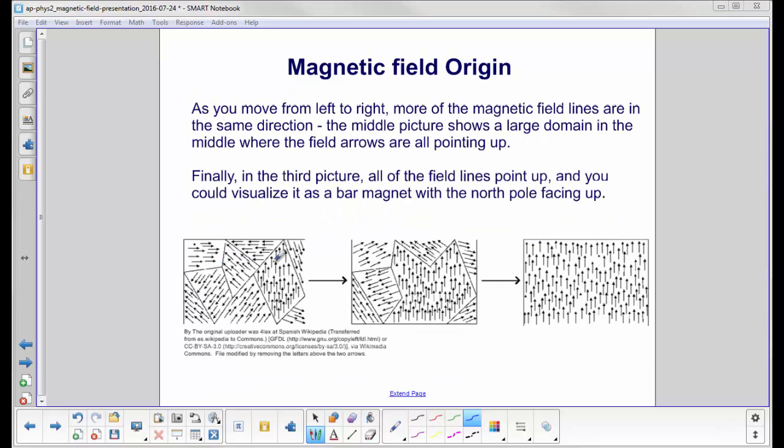As you move from left to right, more of the magnetic field lines are in the same direction. The middle picture here shows a pretty large domain where all the field arrows are pointed up. Finally, in the third picture, all of the field lines point up, and remember, they point in the direction of the north pole, and this would be the south. And you could visualize this as a bar magnet with the north pole facing up.